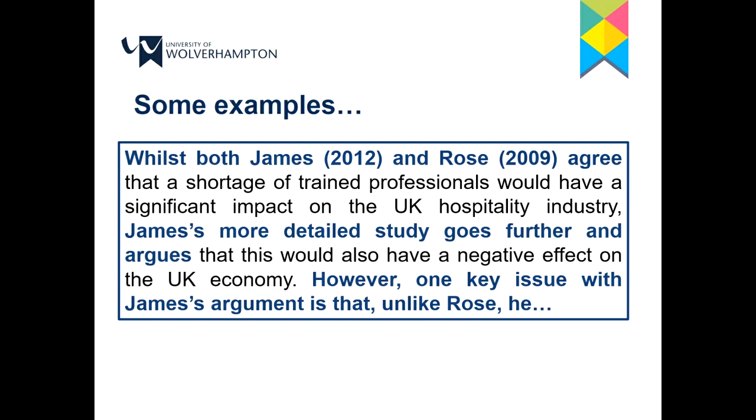So if we add some of that analysis in, we get, whilst both James and Rose agree that a shortage of trained professionals would have a significant impact on the UK hospitality industry, James's more detailed study goes further and argues that this would also have a negative effect on the UK economy. However, one key issue with James's argument is that, unlike Rose, he. So here we've added in analysis. We're telling the reader that James and Rose agree on something, and then we're going further. We're demonstrating that we've recognised that James has a more detailed study and that there is an important difference between the two sources.